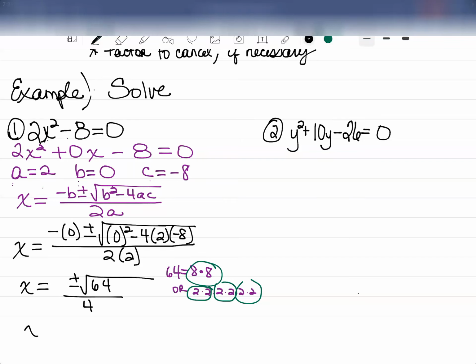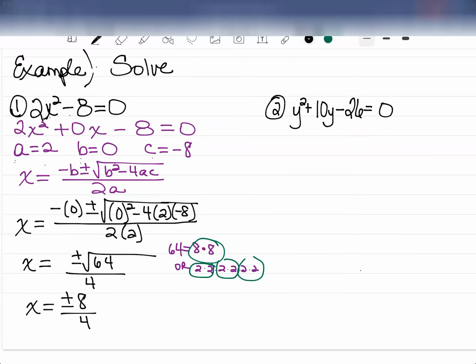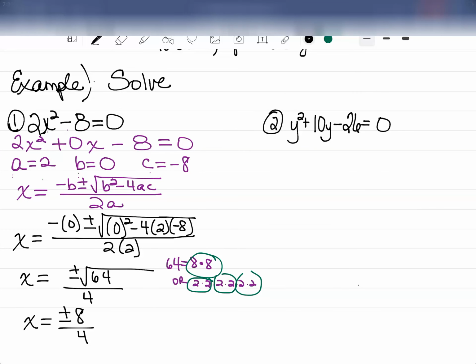So if I want to get comfortable with this plus or minus notation, I leave that there. Square root of 4 is 8. So I put the 8 behind the plus or minus over 4. And 8 divided by 4, if I ignore that plus or minus, 8 divided by 4 is a 2. So x is equal to plus or minus 2.